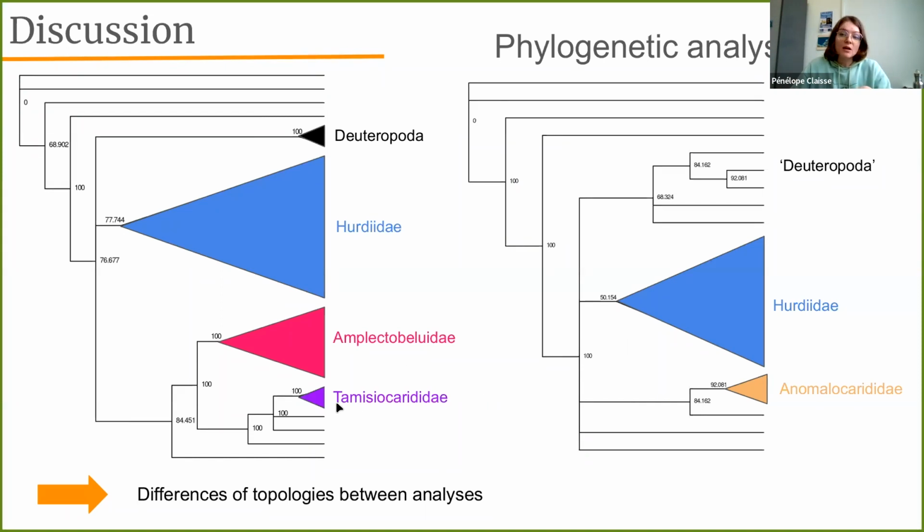Tamisocarididae, for example, it was predictable that it wouldn't be visible in the second analysis because it's a group only known by frontal appendages. So, of course, if we remove the information, we remove the group. But for Amplectobellidae and Anomalocarididae, there are some differences. And there is also another thing that I would like to highlight, which is the position of the Deuteropoda that questions the monophyly of radiodonts.